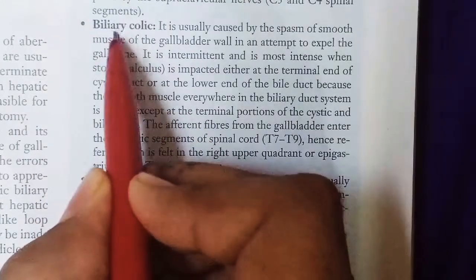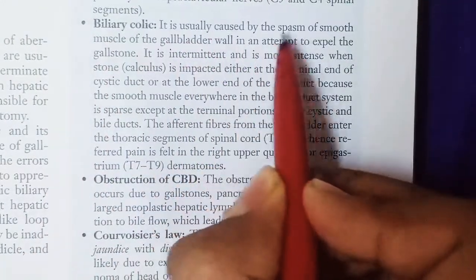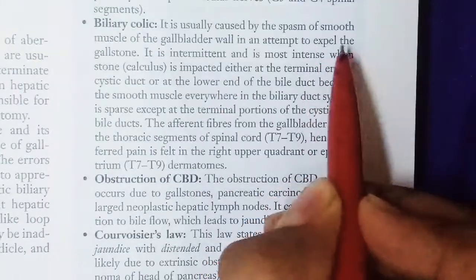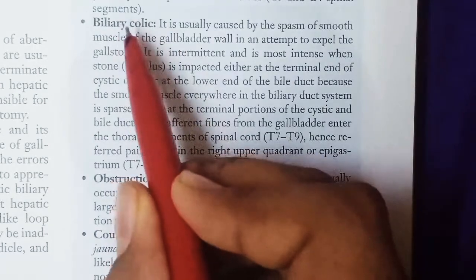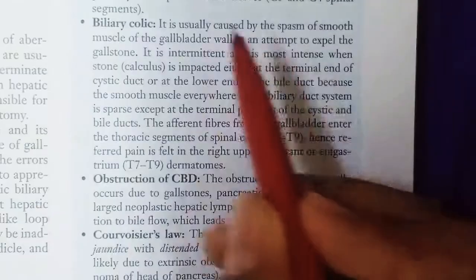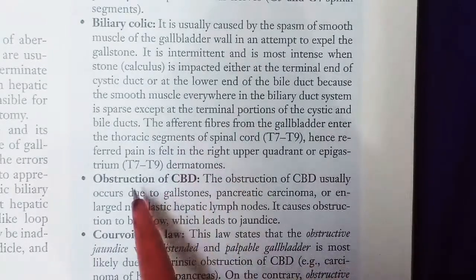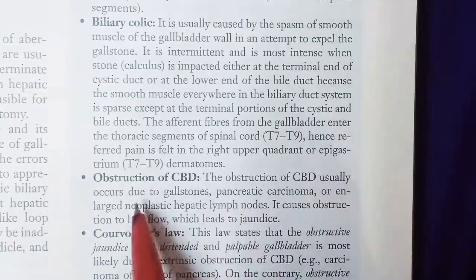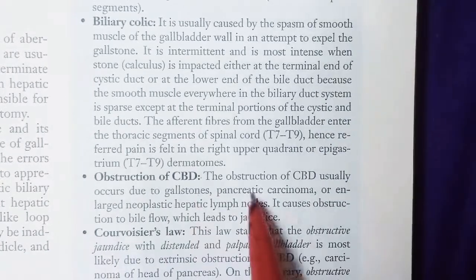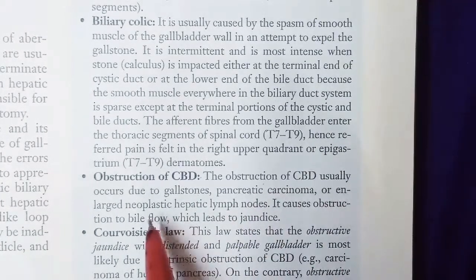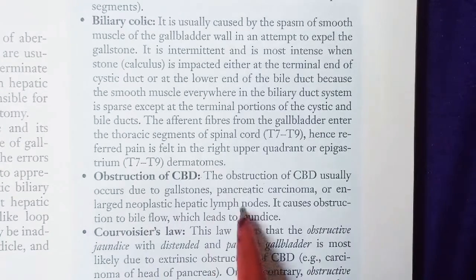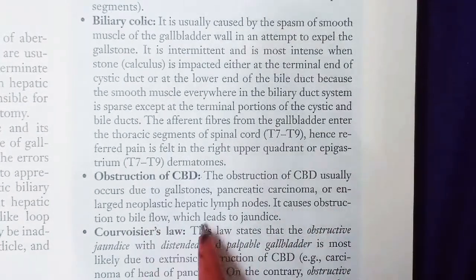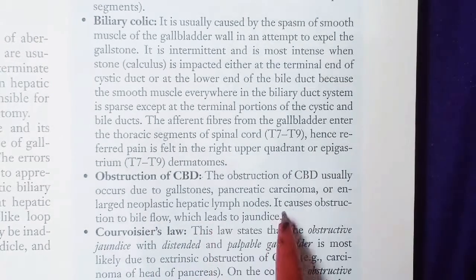Now coming to biliary colic. It is usually caused by the spasm of smooth muscle of the gallbladder wall in an attempt to expel the gallstone. This is called biliary colic, and basically obstruction of common bile duct. The obstruction of common bile duct usually occurs due to gallstone, pancreatic carcinoma, or enlarged neoplastic hepatic lymph node. It causes obstruction to bile flow, which leads to the jaundice.